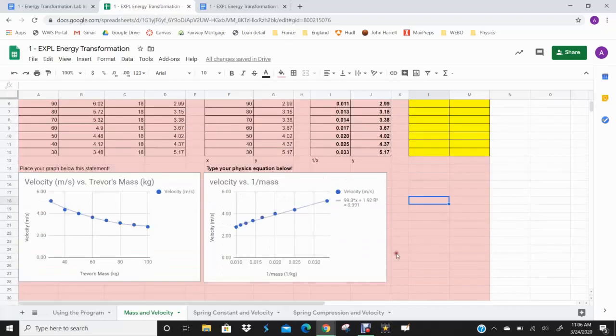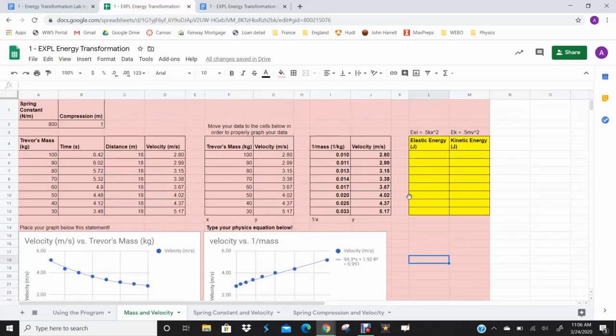I obviously had mine already pre-made to save time, but you'll want to make sure that your title's correct, y versus x. Make sure you get your units in parentheses here. Make sure it says 1 over mass in the title and on the x-axis, and not just mass. And then 1 over kilograms.